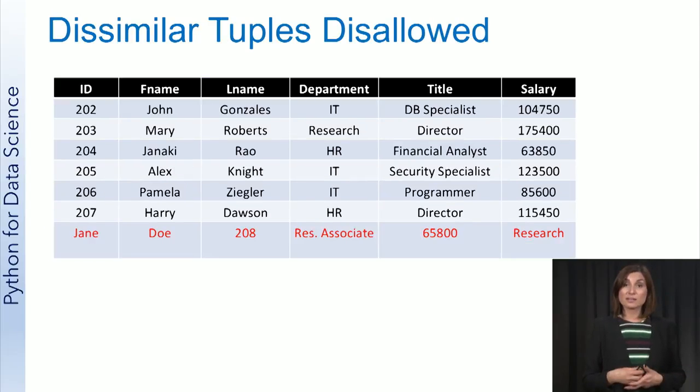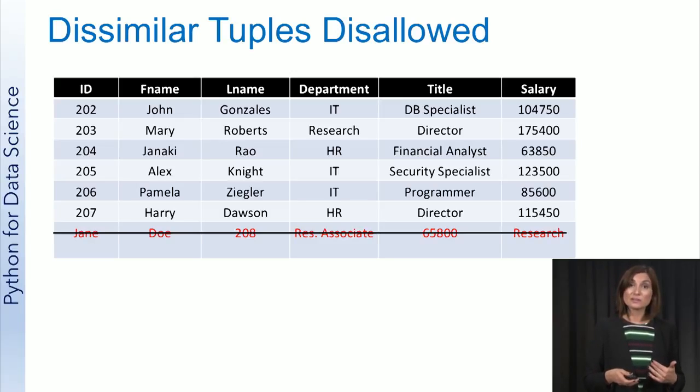Here is another tuple I cannot add. The red tuple on the bottom has all the right pieces of information, but it is all in the wrong order. So this tuple is dissimilar with the other 6 tuples in the relation. Okay. How does the system know that this tuple is different?